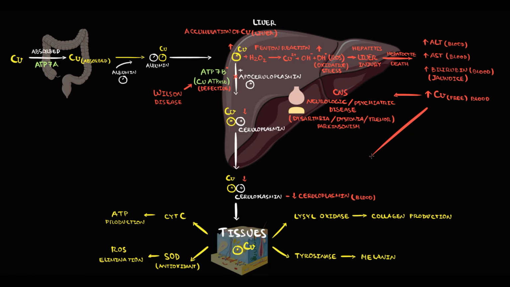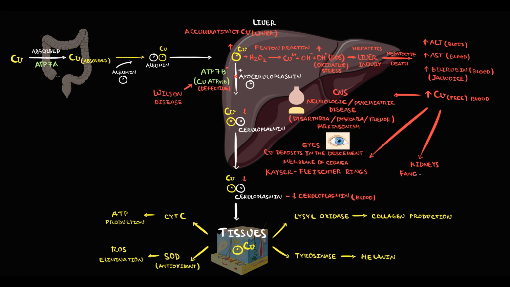Also, free copper likes eyes. More precisely, free copper begins to deposit in Descemet's membrane of the cornea, which will result in formation of Kayser-Fleischer rings. Also, copper begins to deposit in the kidney tissue, which can cause Fanconi syndrome or kidney stones. And last but not least, copper begins to deposit in the joints, which will cause arthropathies.